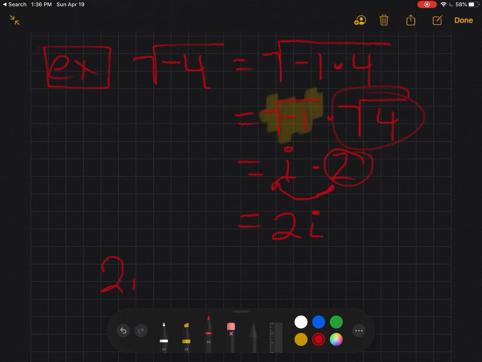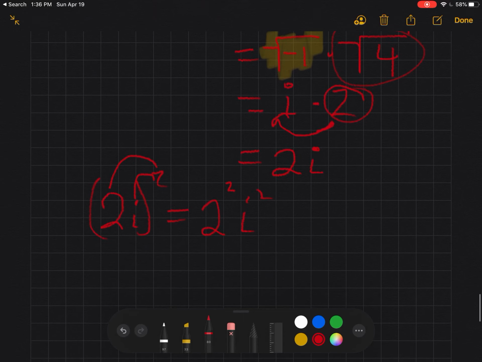And then now we have the square root of 4, which is 2. And when you're writing numbers like this, you always put the real part. This is a real number, 2. You put it before the imaginary number. So you would write this as 2i.